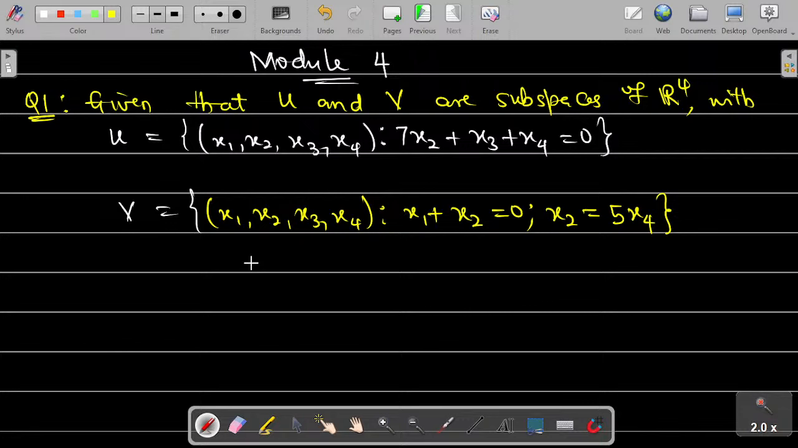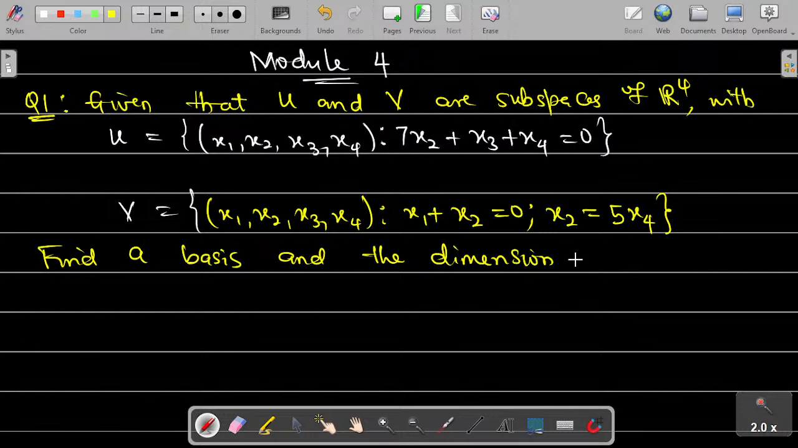Okay, so it says we should find a basis and the dimension. We should find at least one basis and then the dimension of the following.